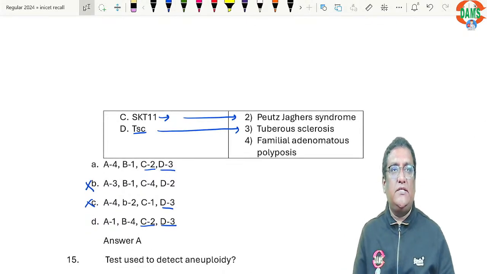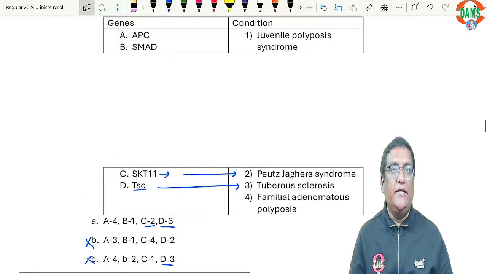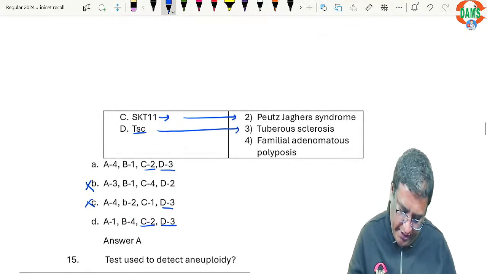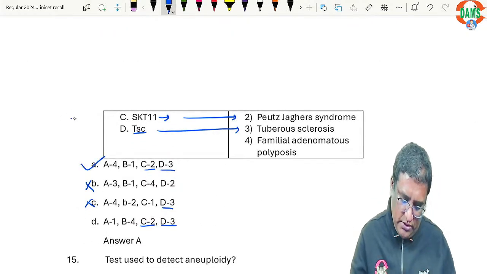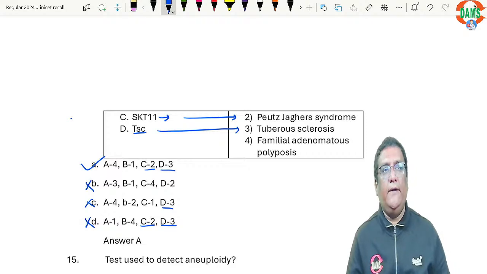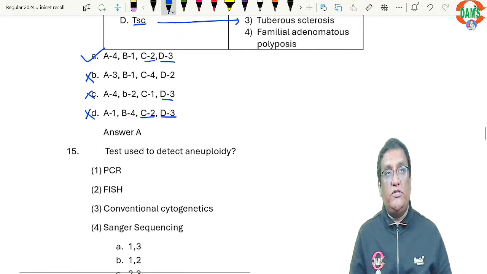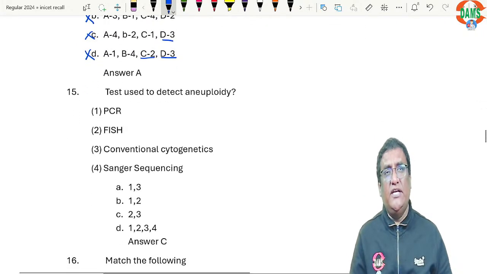So next I have to know A and B then. APC mutation, easy to understand. APC mutation is for familial adenomatous polyposis. So the answer is option A. Option A is the correct answer, right? Next. Yes, there was a TSC given, and that's why I always start with the easier one.